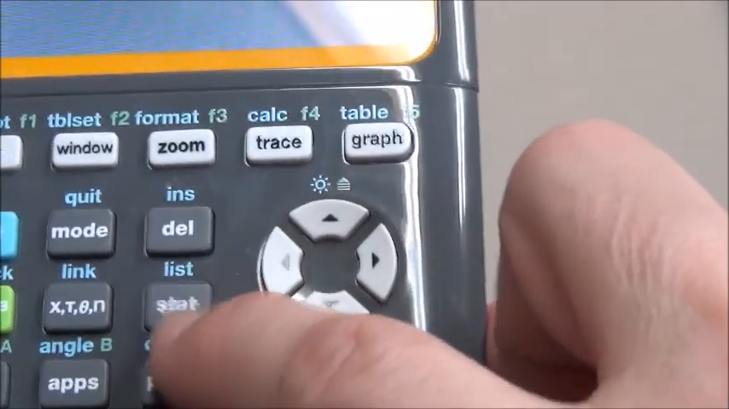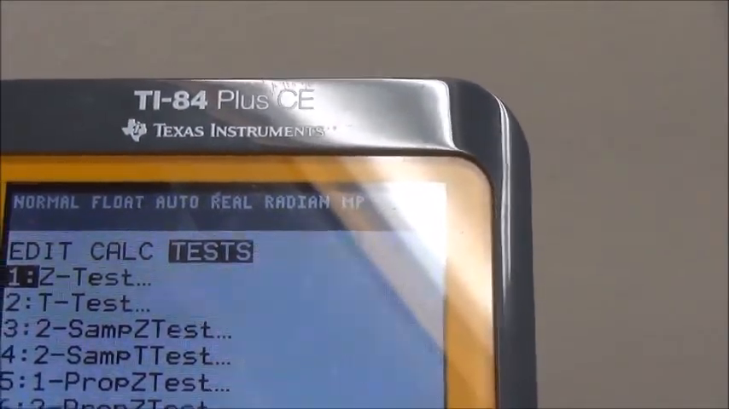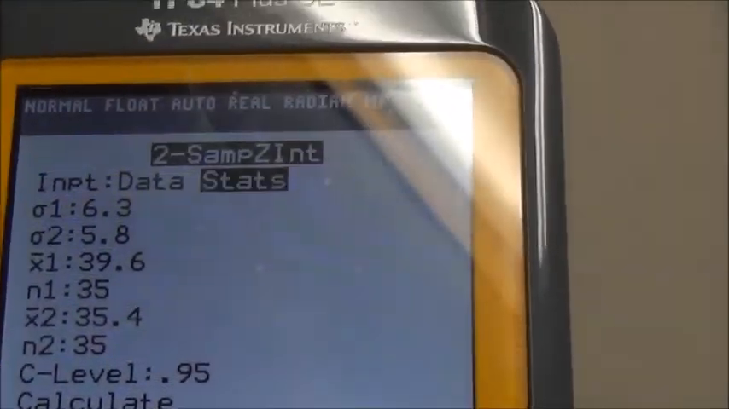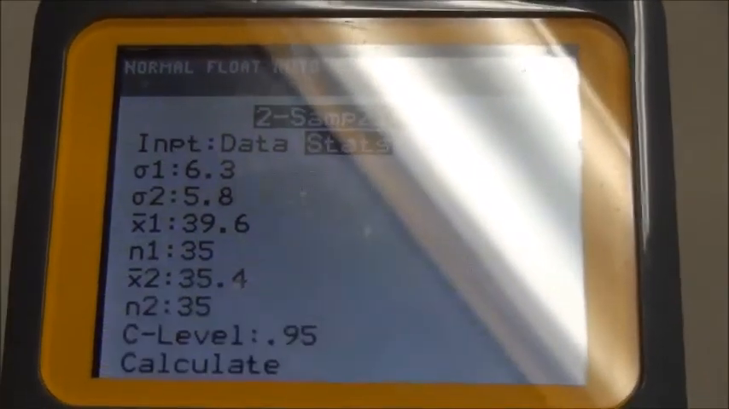So again, on this one, you are going to go ahead and do your stat button. I'm going to grab my calculator here. And so you're going to press stat. Cursor over to the word tests. Whoops, helps if my screen is on. Press stat. Cursor over to tests. And you're going to do test number 9, which is the 2 sample interval. Make sure you have stats highlighted. Enter in the stats from the word problem. And then check to see if 0 is in that interval. If 0 is in the interval, you should reject the null.